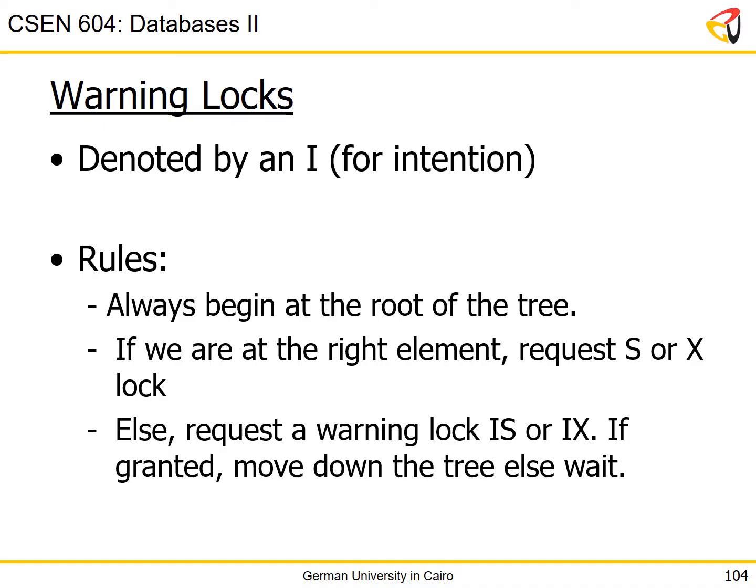So we will always begin at the root of the tree, and if we are at the right element, we will request either shared or exclusive. If we're not yet at the right element based on the SQL that we are executing, we will just request what's called a warning lock, which starts with an I for intention. Okay? We have two types, intention to share and intention exclusive. Either we get it or we don't. And if we get it, we move down the tree.